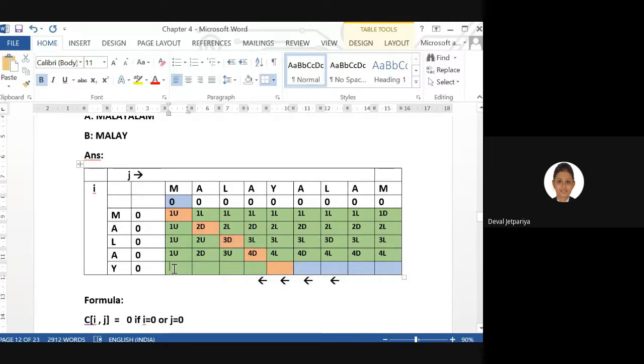Now here Y and M no matching. So between 0 and 1, 1 is maximum, so U. Here again no matching, so 2U. Here again no matching, so 3U. 3, 4U. Here there is a matching. So 4 plus 1, 5 and D. Here again no matching, 5L, 5L, 5L and 5L. Okay. So is it clear?